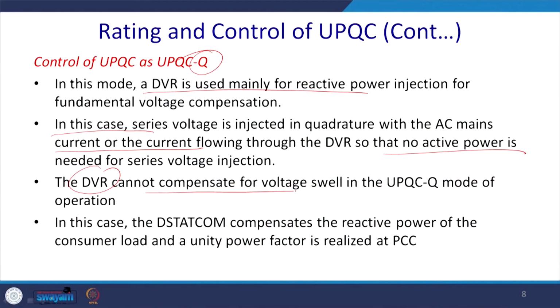So we require a huge injection of voltage for mitigation of the sag. Thus, the rating of the switches is required to be high, though power handling capability may be low, but that is quite contradictory. If the rating of the switch is high, then definitely your switches have a higher capability of handling power. As told in a previous class also, the DVR cannot compensate voltage swell, because always your hypotenuse will be more than your base. For this reason, this mode of operation is preferred only for sag correction, and in this case the DSTATCOM compensates the reactive power of the consumer load and unity power factor is realized at the PCC.